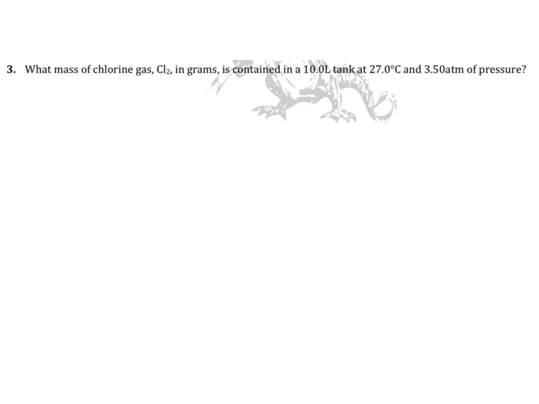However, look at this problem here. It's saying, what mass of chlorine gas in grams is contained in a 10-liter tank at 27 degrees Celsius at 3.5 atmospheres of pressure. Notice how in this situation there is not a change. We don't have an initial volume and a final volume. We don't have an initial pressure or a final pressure, and so on. And so in this situation there is no change, so that's when we use PV equals nRT.